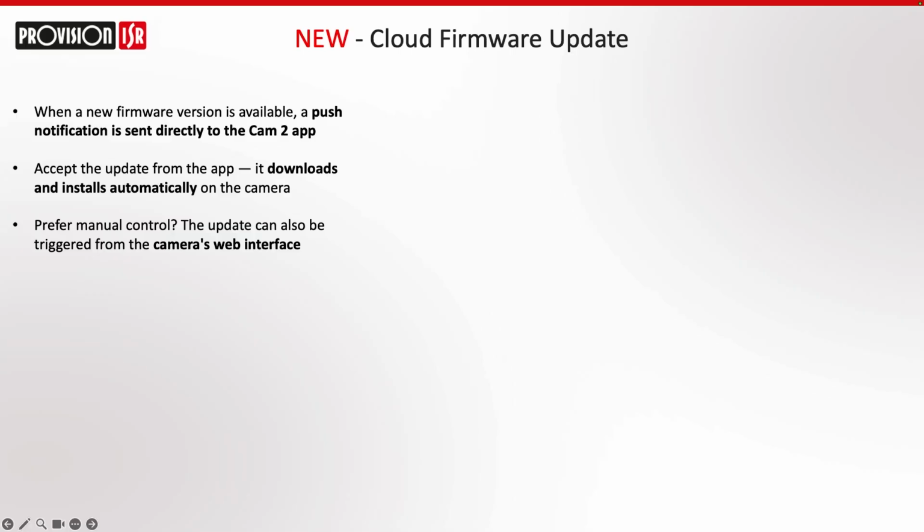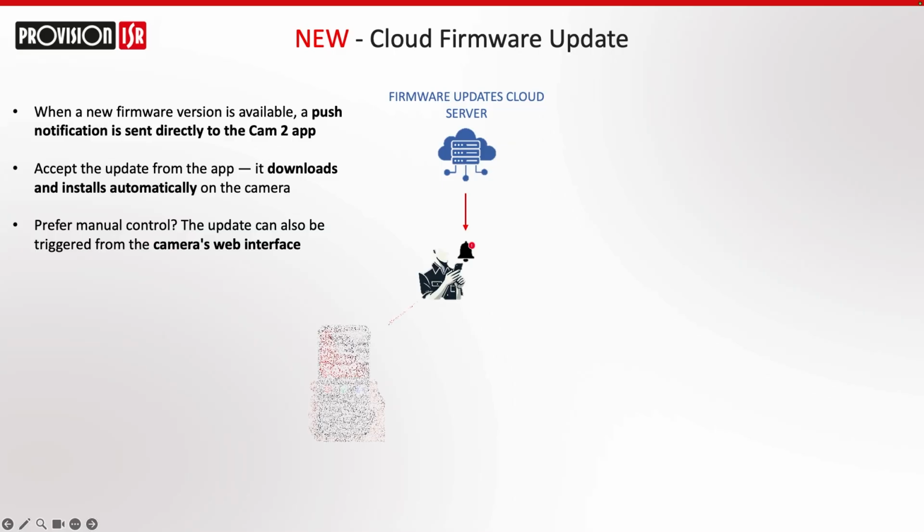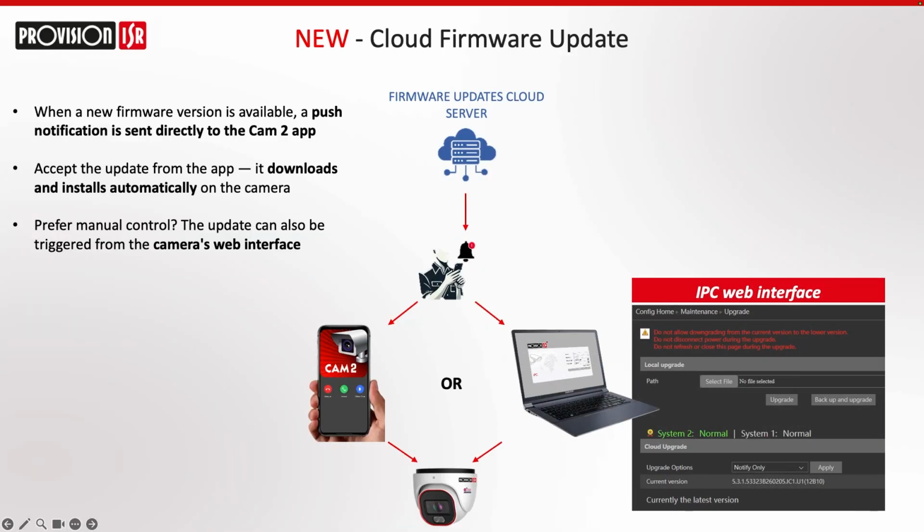The second benefit of cloud binding is over-the-air firmware updates. When a new firmware version is available, the cloud server detects it and sends a push notification straight to the Cam2 app. No need to manually check for updates. From the app, simply accept the update. It downloads and installs directly on the camera. No site visit required, no file downloads, no manual steps. For those who prefer it, the update can also be triggered from the camera's web interface under Maintenance Upgrade. The cloud upgrade option is available there alongside the standard local upgrade method.